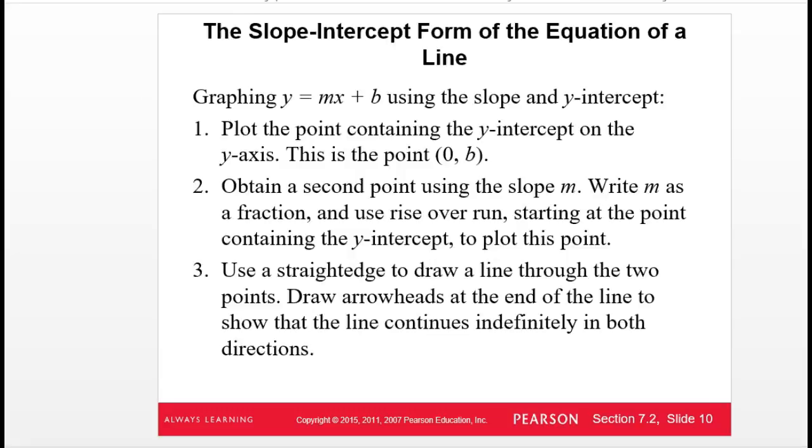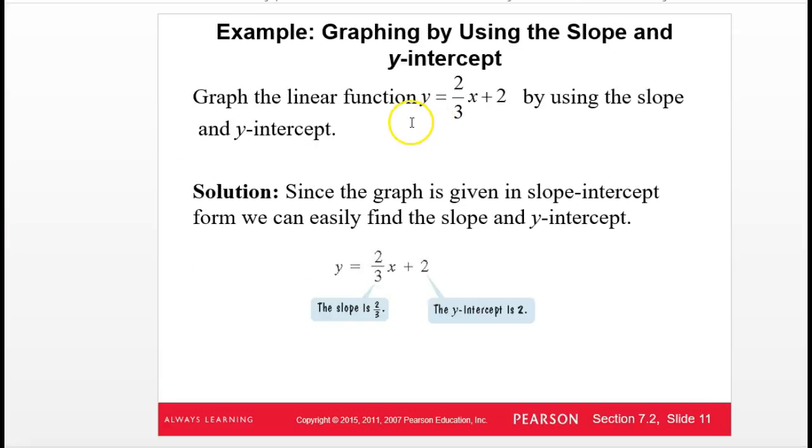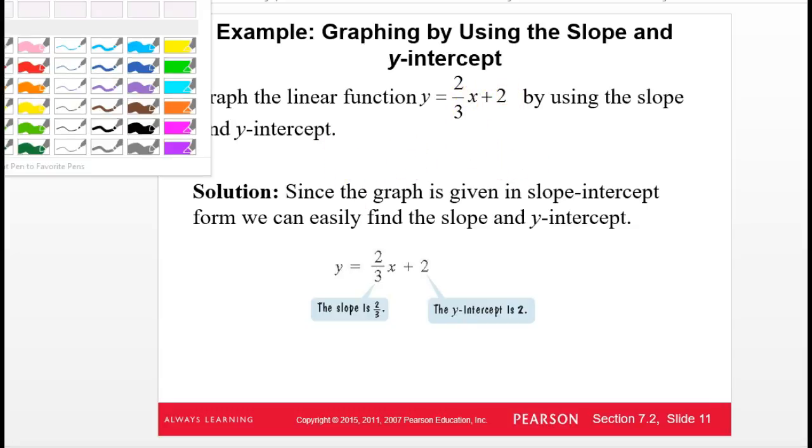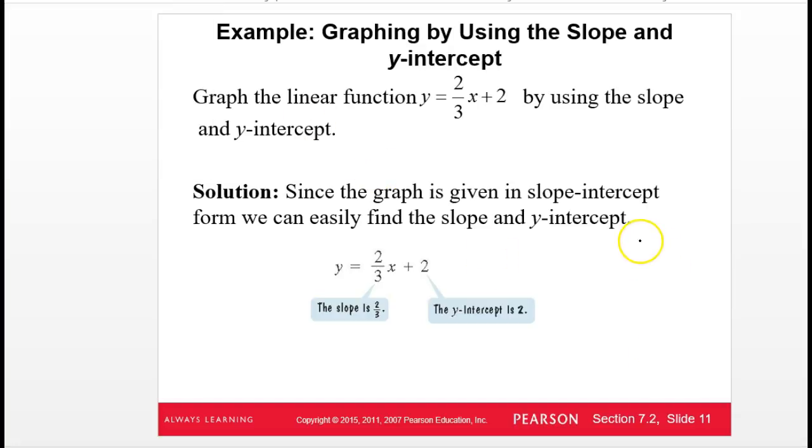Alright, so let's practice it. Graph a linear function, y equals 2/3 x plus 2, using the slope-intercept form. So we're going to have our xy axis. Okay. Our y-intercept is 2, so we're going to go up 1, 2. That's a known point.